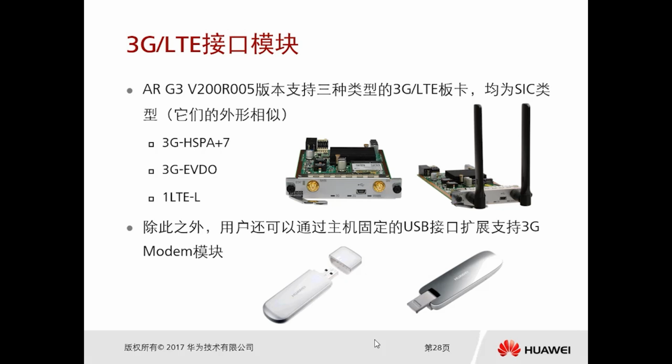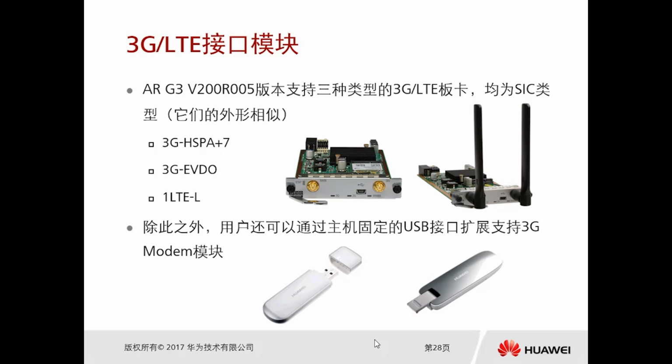First of all, this is the first one, 3GHSPA+7. This single board is a module for accessing the 3rd generation mobile communication 3G network. During the 3G era, it is a form of SIC that can be used as an enterprise main link or backup link, connecting to our network, completing voice, video, and other data services, all of which are acceptable. And then the following 3GE VDO.